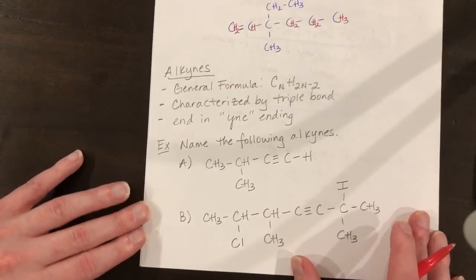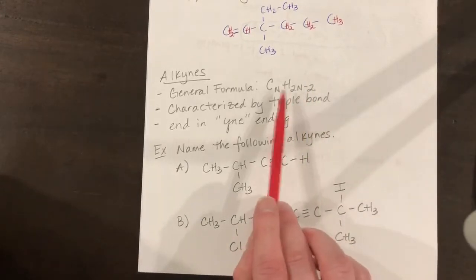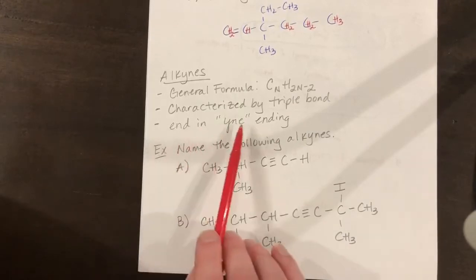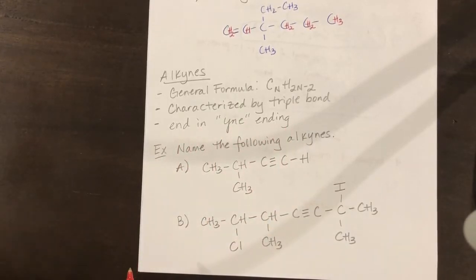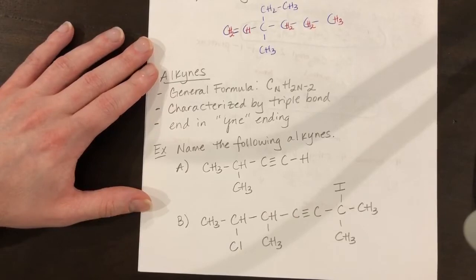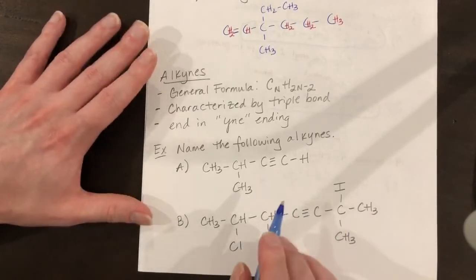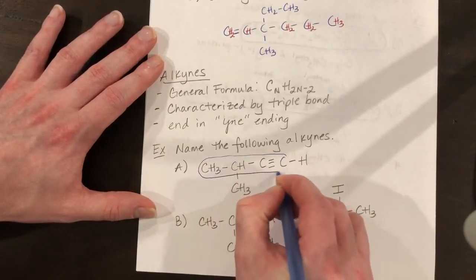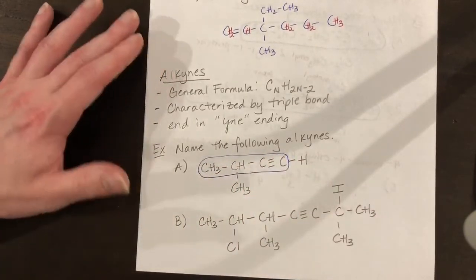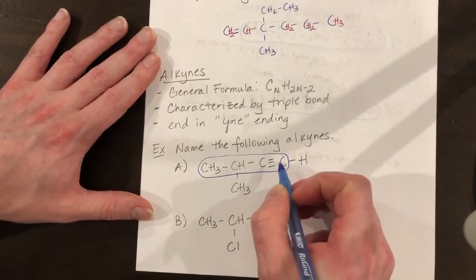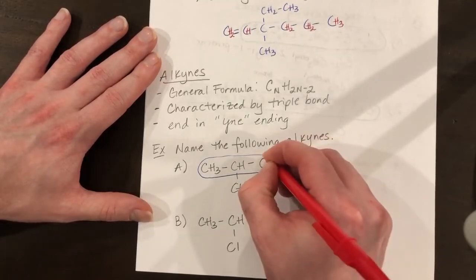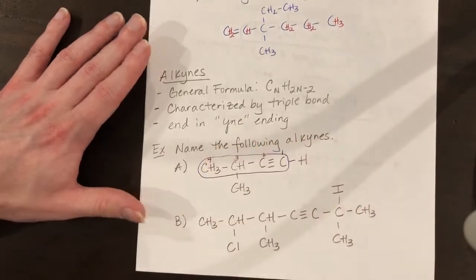Okay, on to our next type of compound. It's called an alkyne. Alkynes' general formula is CnH2n-2. They're characterized by a triple bond. They end in -yne. Okay, so we name the following compounds. We identify the longest chain of carbons. So in this case, our longest chain of carbons that contain the triple bond goes this way. You want your triple bond to have the lowest position possible. So when we go to number, this is 1, 2, 3, and 4.